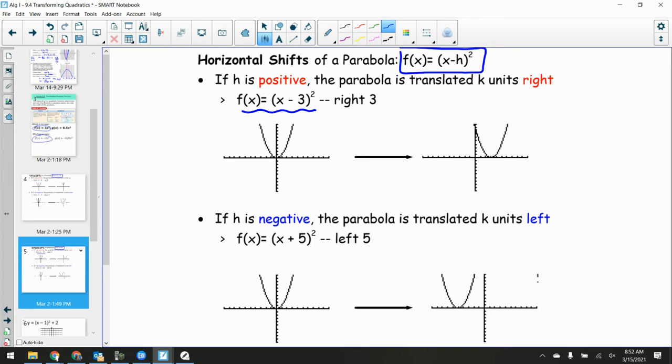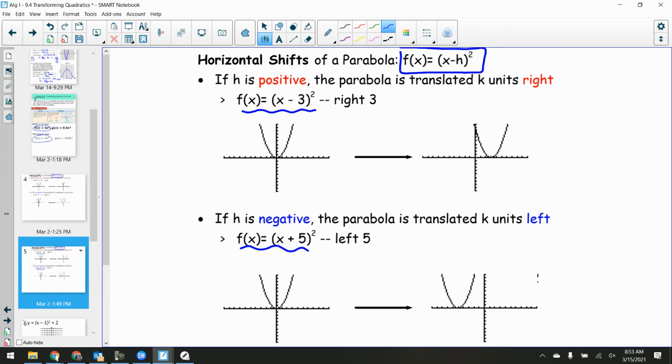If you take a look at the one down below, f of x is equal to x plus 5 squared. If it's in parentheses and you're putting a plus 5 in there, that's actually a left 5 units. So what's the difference between up and down and left and right? Well, left and right puts it inside the parentheses. Up and down will put it outside, or there are no parentheses. Left and right puts it inside the parentheses, and we're adding or subtracting. If you see a minus, it's going to move to the right. If you see a plus, it's actually going to move to the left 5 units.